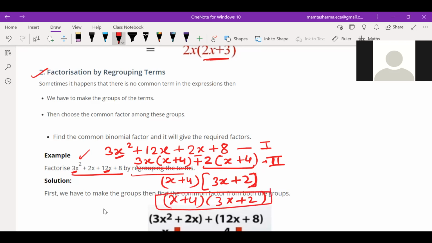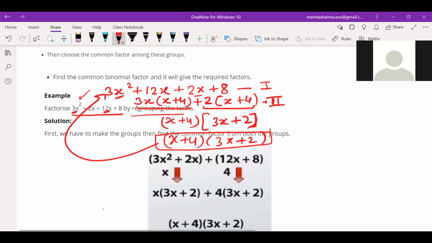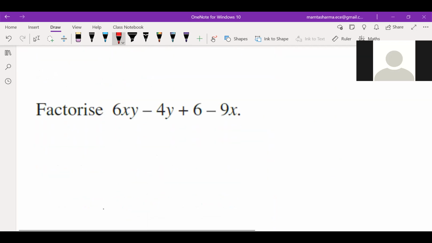Yes, ma'am, it's correct. Is there any method to check whether this given factorization is correct or not? Do you know? Inaya? Ma'am, we can multiply these two products. x into 3x is 3x square, and 2x. Yes, you can multiply both the products. If you get the same result, then it means your factors are correct. So this is the regrouping method.